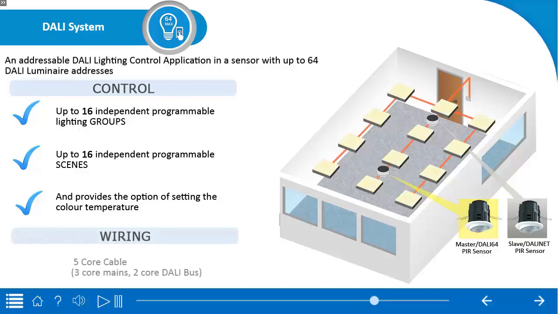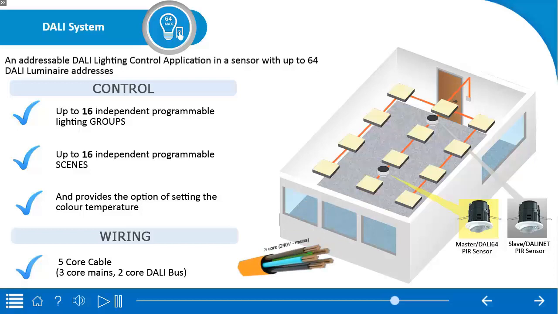The Dali64 system is connected by using a 5-core cable. The standard electrical 3-core wires connect to the 240-volt mains, and the remaining 2 wires allow you to connect to the Dali bus network.